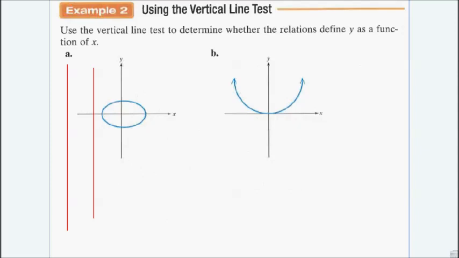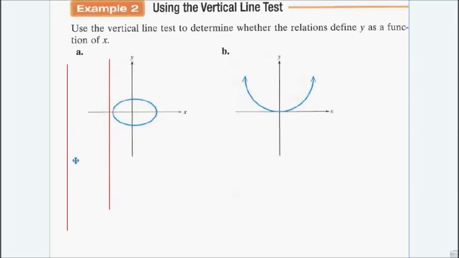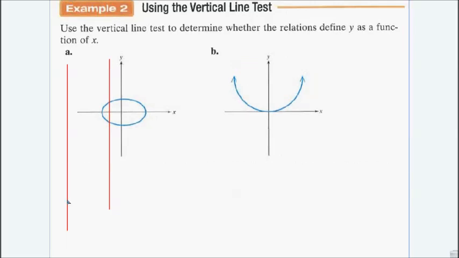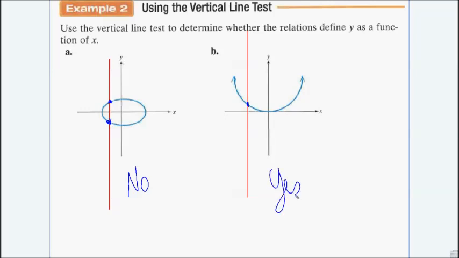All right, so I'm going to test the graph, and if I start with A, as I move across, you can see I'm touching in 2 points. And when I drag a vertical line over on B, as I move across, you can see I never touch in more than one spot at a time. And that is what makes this a function or not. Since I touch in 2 points here, not a function, and since I'm only touching at 1 point any time, it is a function. So the vertical line test is probably the easiest way to test if you have a graph, like an actual picture.